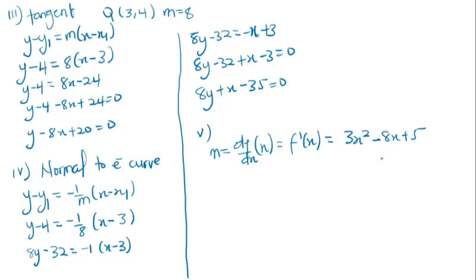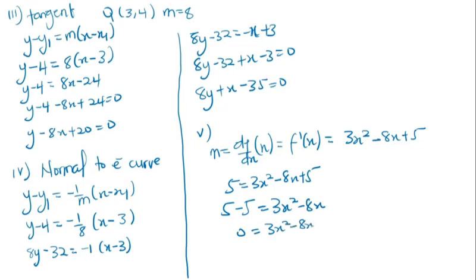Now they are telling us the gradient at this point is 5. So it means 5 is equal to 3x squared minus 8x plus 5. So we need to find the values of x at which the gradient is 5. So we just go ahead and simplify this. We bring this 5 to the other side, and we have 0 is equal to 3x squared minus 8x.